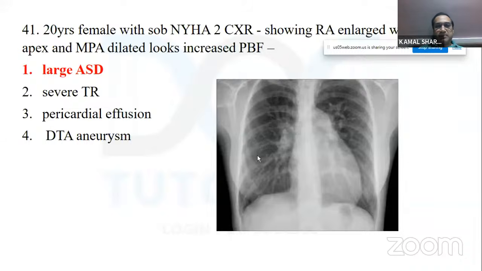There was an X-ray which people thought was looking like this: 20-year-old female, class 2, enlarged RA, RV, MPA dilated, increased pulmonary blood flow. So if that was how the X-ray was looking, then it was surely a large ASD. If you had DT aneurysm, severe TR, or pericardial disease, you'll not have increased pulmonary blood flow. So people have told me that it looked like increased pulmonary blood flow. So if your X-ray looks like something like this, you're surely dealing with it amongst the options. The only option was an ASD.